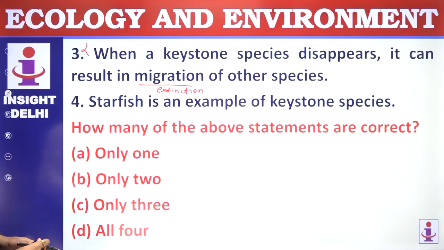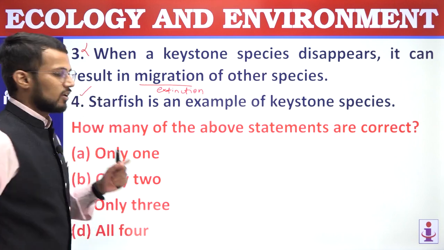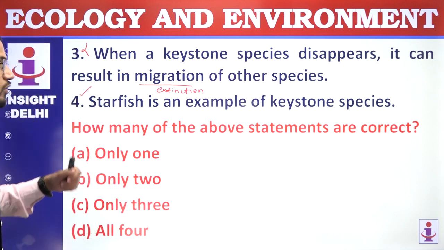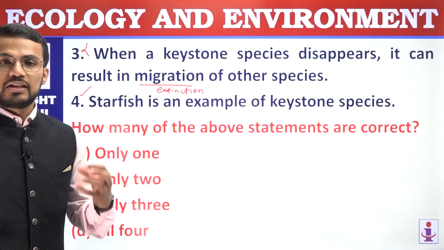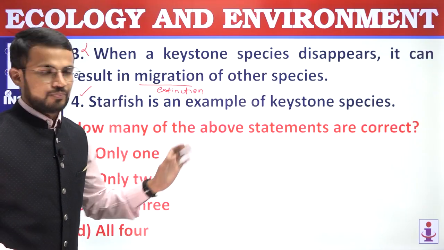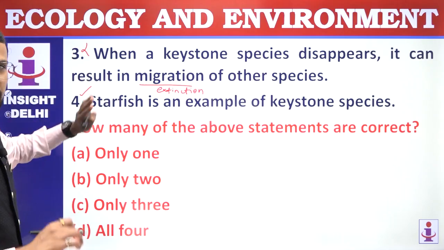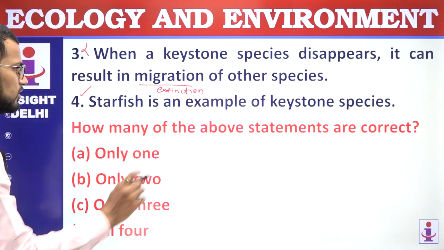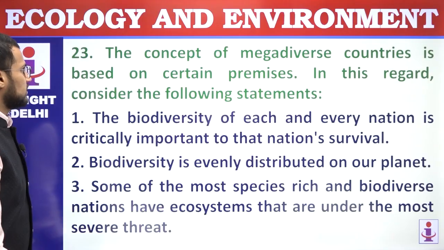Fourth, starfish is an example of a keystone species, right? So, in an aquatic ecosystem, starfish is a predator and it will determine which species will be able to survive because the competition amongst the species is controlled by starfish. So, 3 statements are correct. Only the third statement is incorrect. How many statements are correct? 3. Answer is C.